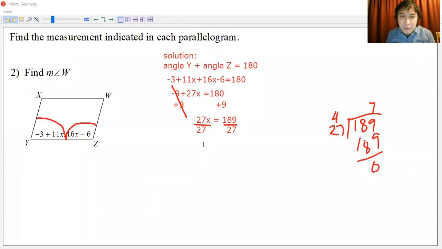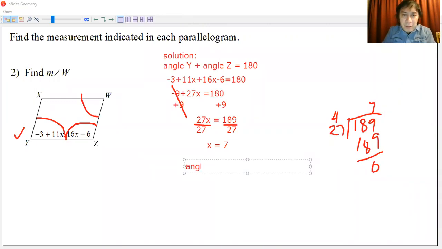We get the value of x, and we can now use the x to solve for the angles. We know that for a parallelogram, opposite angles are equal. So if we solve y, that should be equal to the measure of angle W. We only need to get the measure of angle y, so let us solve for angle y.